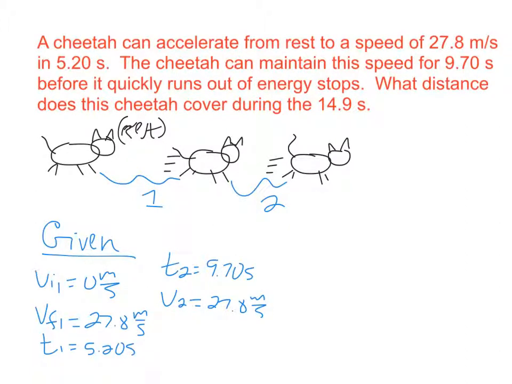Because it's maintaining that speed, it's a constant velocity in the second part. So constant velocity means that the acceleration for part 2 would be 0 meters per second squared. And we are looking for the total distance traveled during the 14.9 seconds. So we're looking for delta x total.